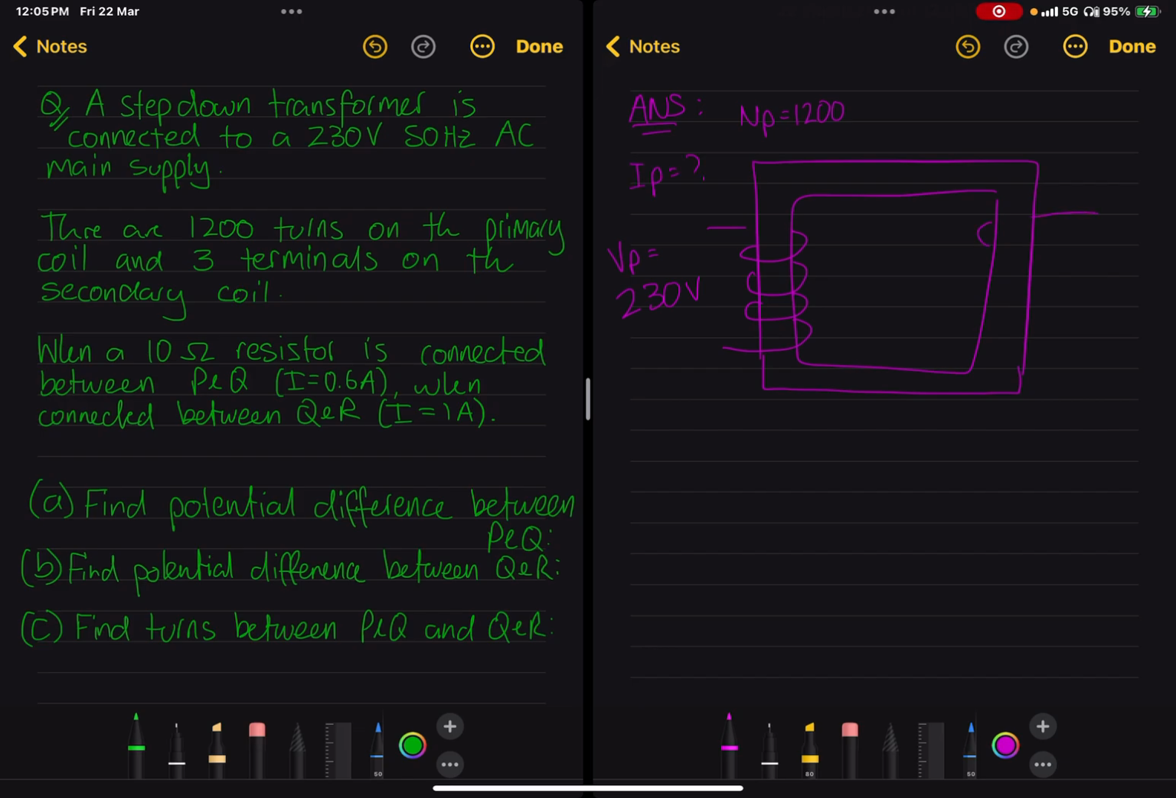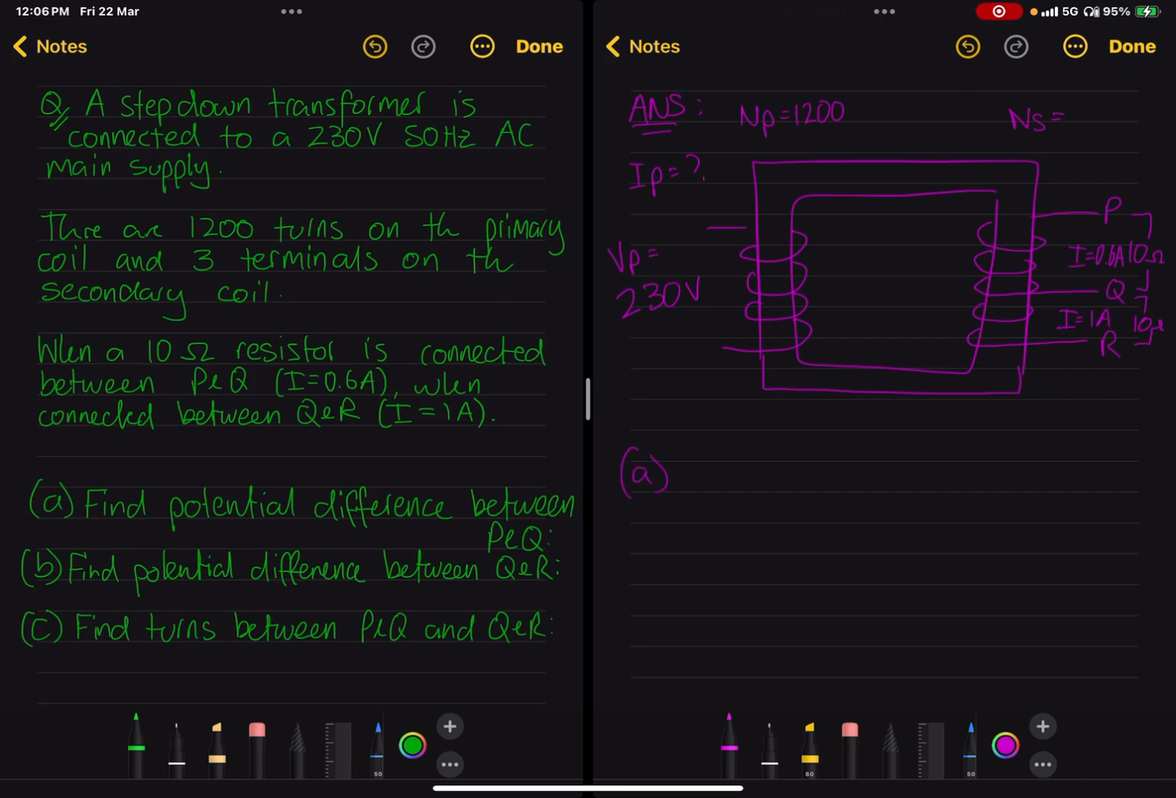Then we have a bunch of different terminal connections on the other side. So one here, then it continues to loop around, and then we have a third one down here. These are called P, Q, and R. So the top one is P, then this one is Q, then this one is R. We are not told how many turns there are in the secondary coil. We are told that if a 10 ohm resistor is connected between the top two, we get a current of 0.6 amps. And if the 10 ohm resistor is instead connected down here, we get a current of 1 amp.